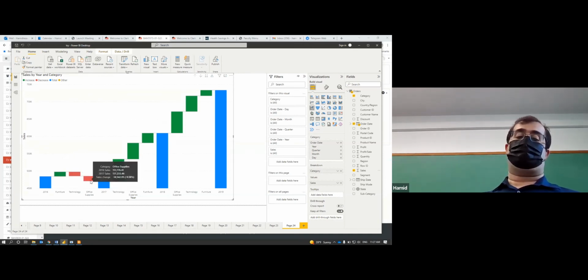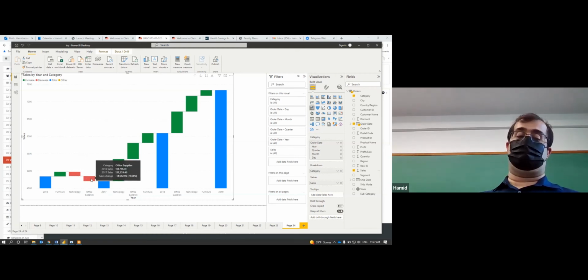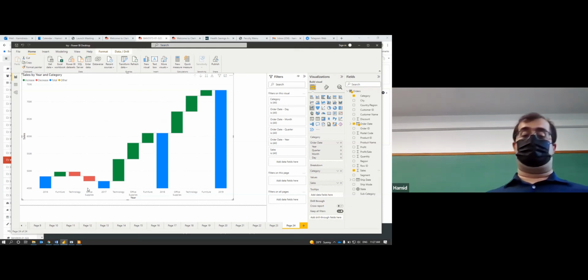Look at the green and red bars. Green means you had an increase. So although the overall sales dropped from 2016 to 17, you sold more furniture, but the negative bar shows the overall performance of technology and office supplies. In both categories, you had a drop from 2016 to 17.